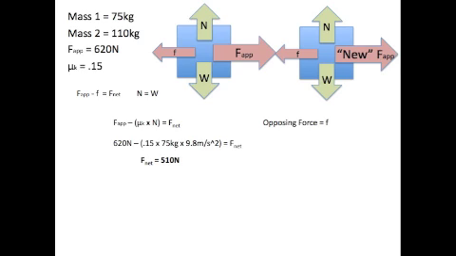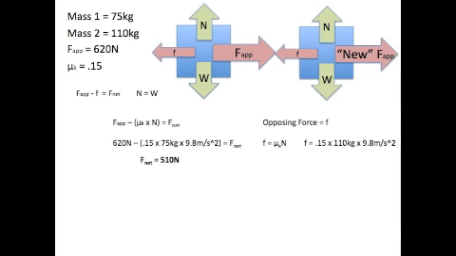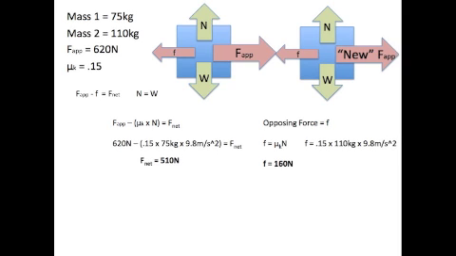The equation for frictional force equals mu kinetic times N, which is mg. So frictional force equals 0.15 times 110 kilograms, because we're focusing on the other box at this point, times 9.8 meters per second squared. After a little calculating, the frictional force is equal to 160 newtons. So for part B, the force that the 75 kilogram box is exerting on the 110 kilogram box is 510 newtons, while the force that the 110 kilogram box is exerting on the 75 kilogram box is only 160 newtons.